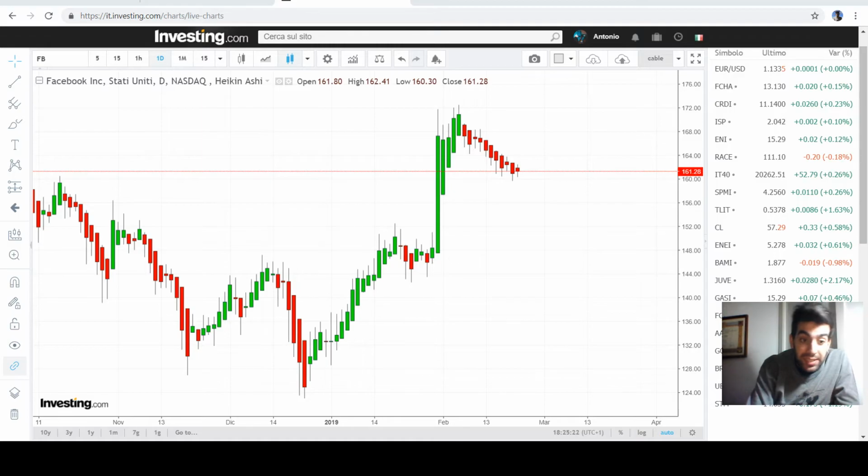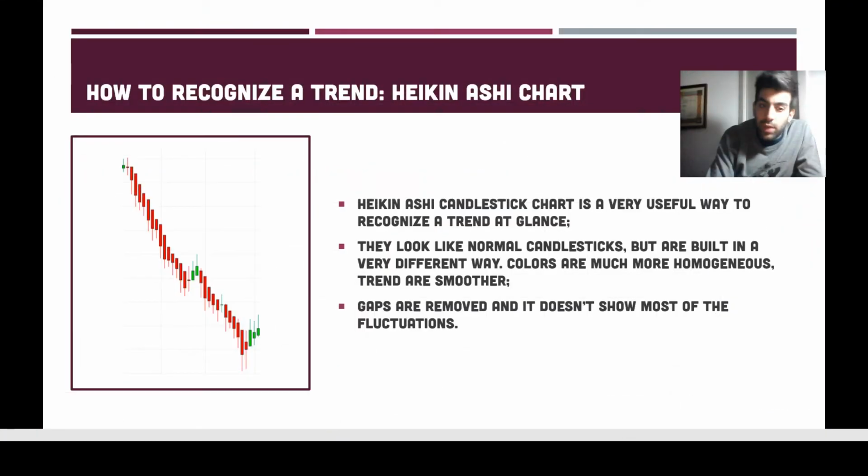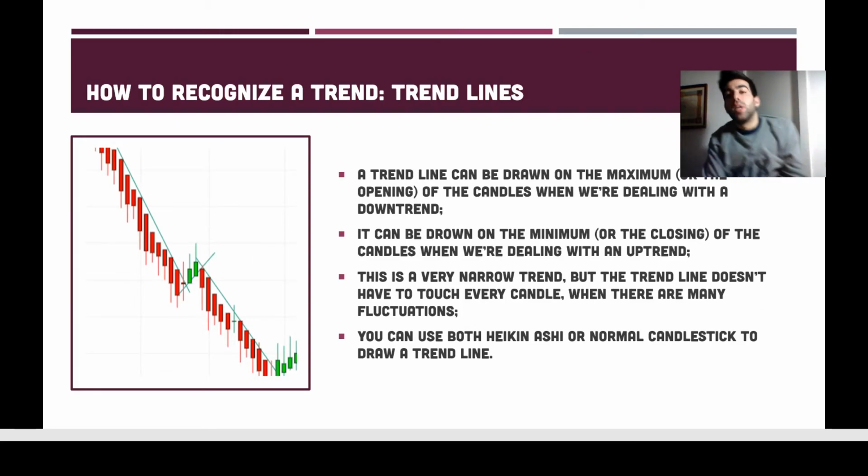Now let's go on and see another tool. We are definitely out of time, but that's it. We have some other ways, and this is the trend line. The trend line is a line, as the name already says, which can be drawn on the maximum or the opening of the candles if we are dealing with a downtrend.